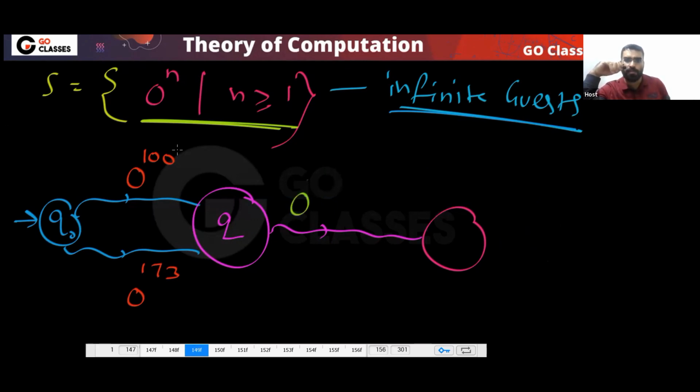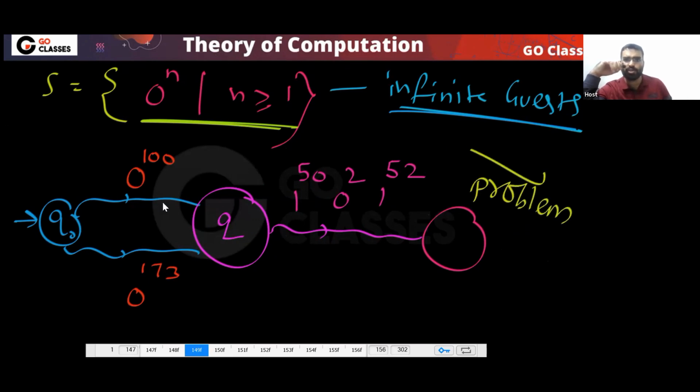Will this extension create a problem? Like for example, this extension, will it create a problem? Yes, this also will create a problem, right? This will also create a problem because you can notice if you make it final, there is a problem. If you make it non-final, what is the problem? If you make it non-final, then this string is rejected.